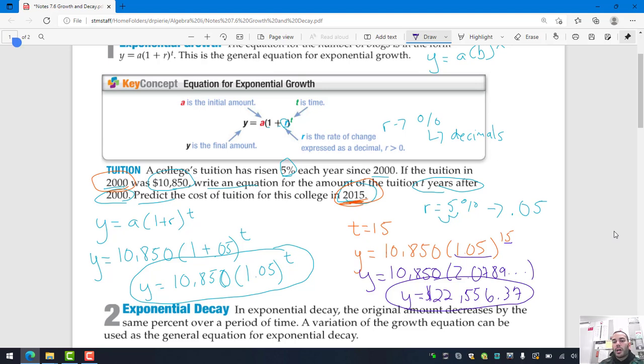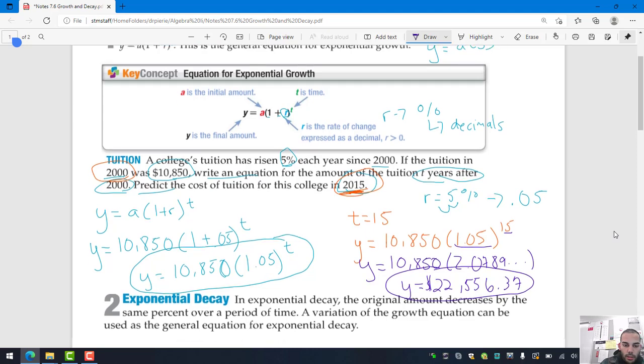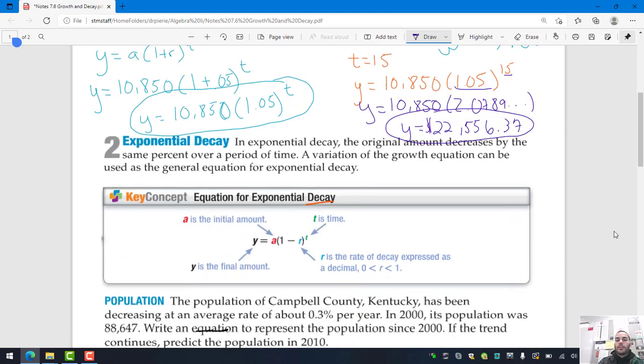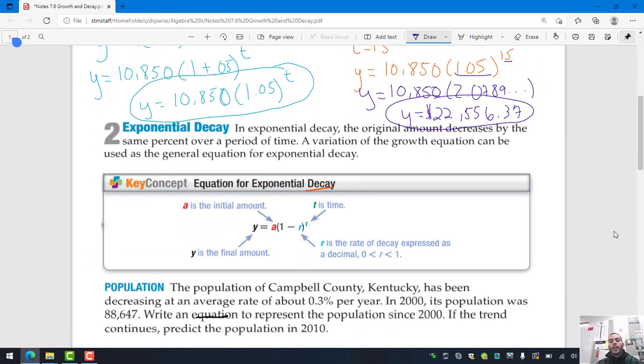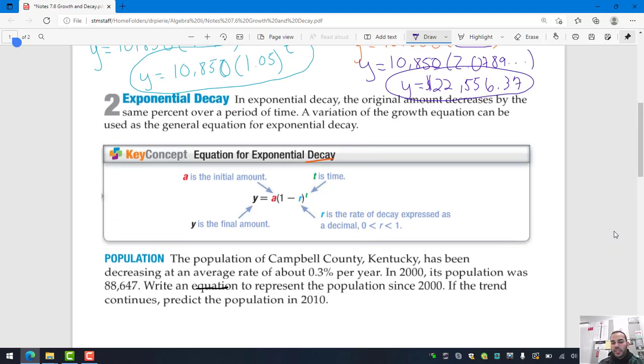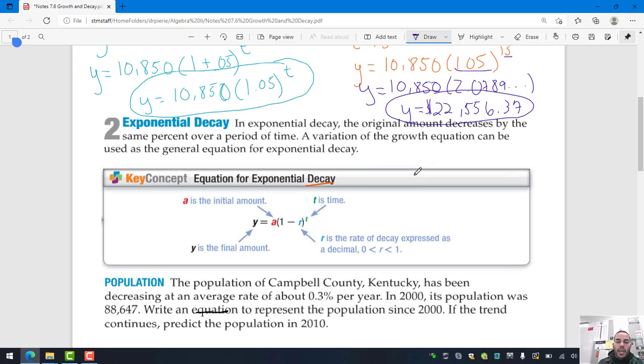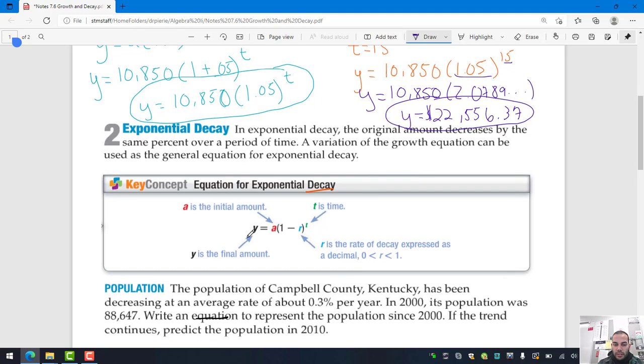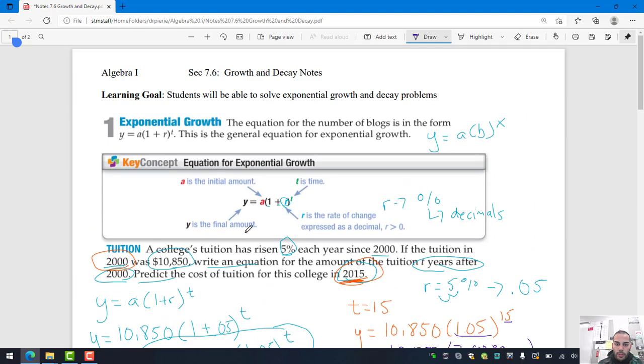Okay, so we expect the cost in the year 2015 to be about $22,000. In comparison, we could do almost exactly the same equation, even if it's exponential decay. Here's the big difference though. You'll notice that this equation looks super similar to the one we talked about up here. All the pieces are exactly the same.